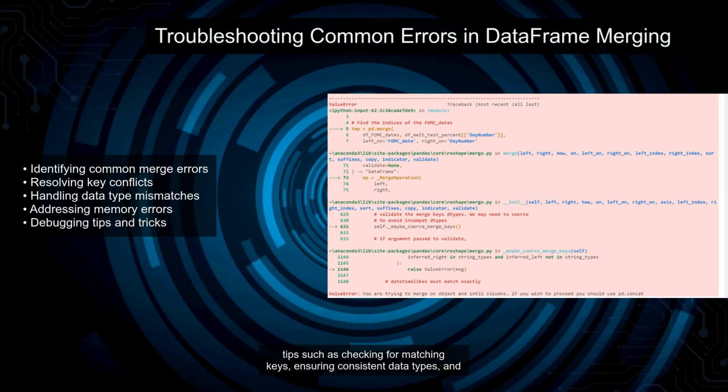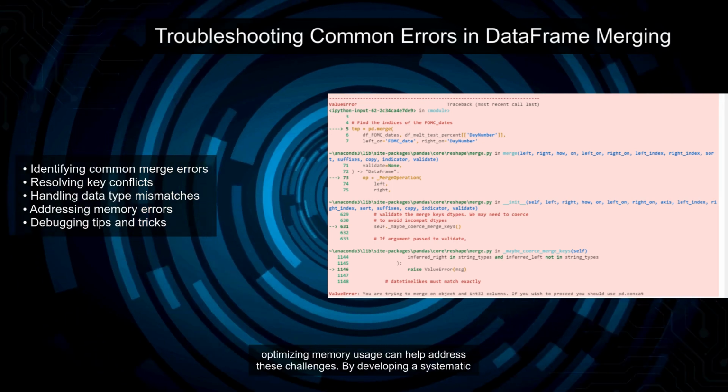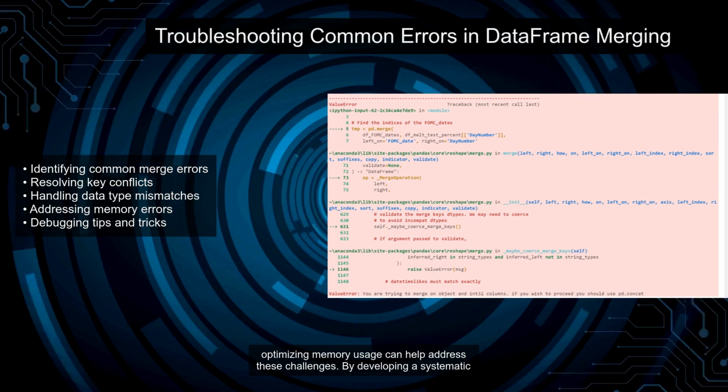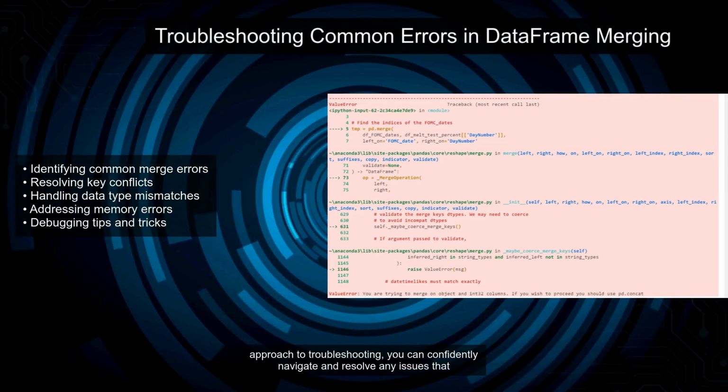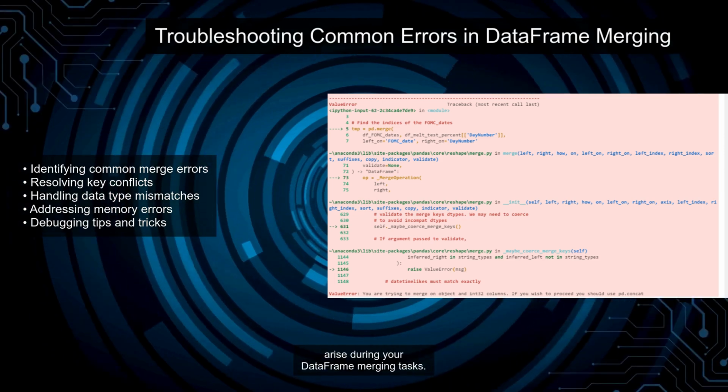Debugging tips such as checking for matching keys, ensuring consistent data types, and optimizing memory usage can help address these challenges. By developing a systematic approach to troubleshooting, you can confidently navigate and resolve any issues that arise during your DataFrame merging tasks.